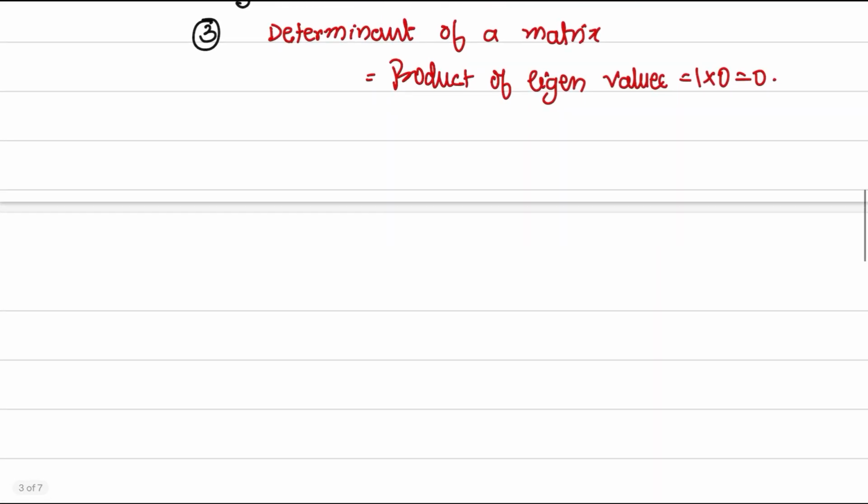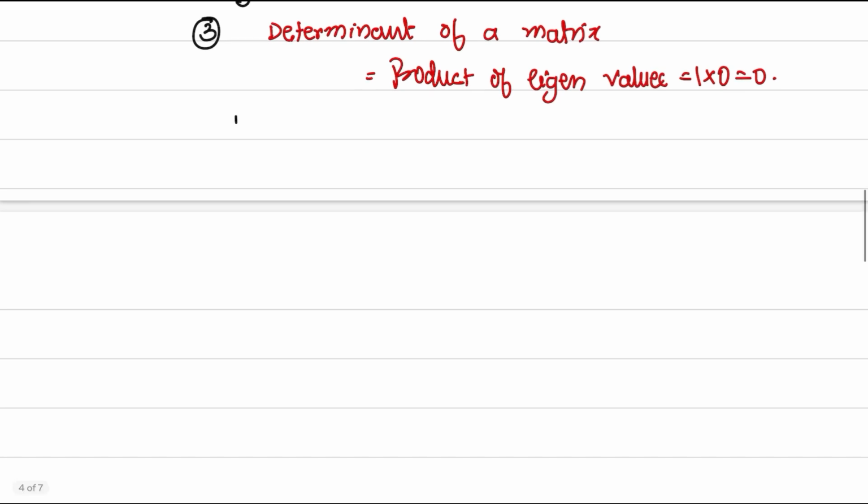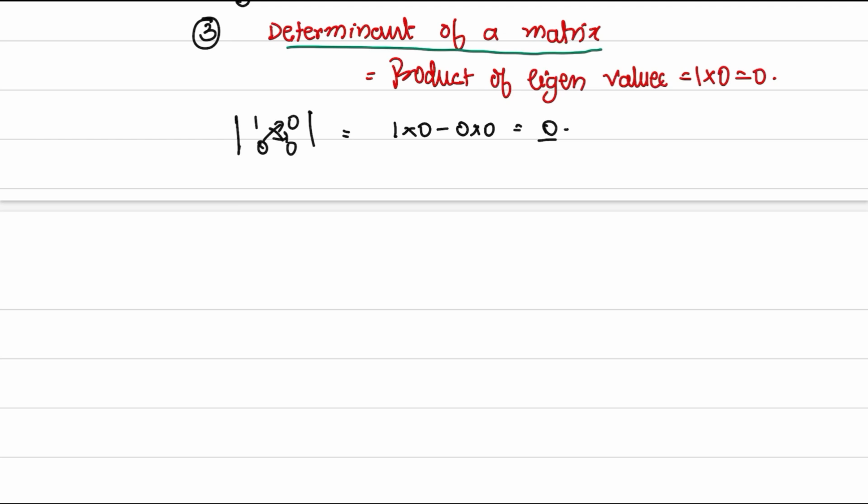Now you find out, you prove it. What is the determinant of [1 0; 0 0]? That is equal to 1 into 0 cross multiplication, which I have explained in the previous classes. Please see those lectures. That is equal to 0. That means determinant of a matrix is equal to product of eigenvalues is also proved in this matrix. These are the properties of idempotent matrix.